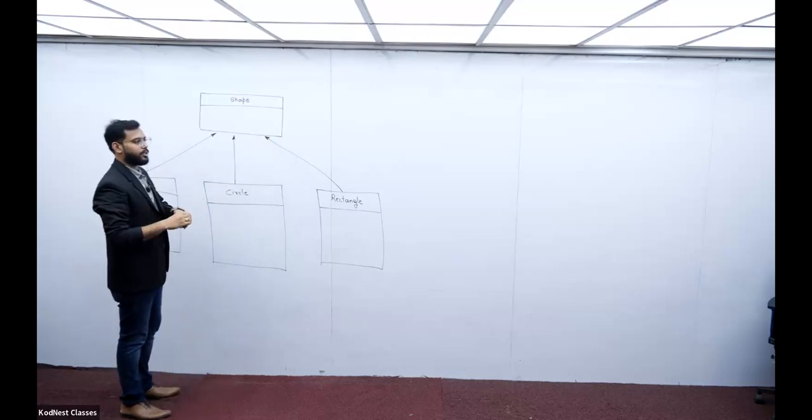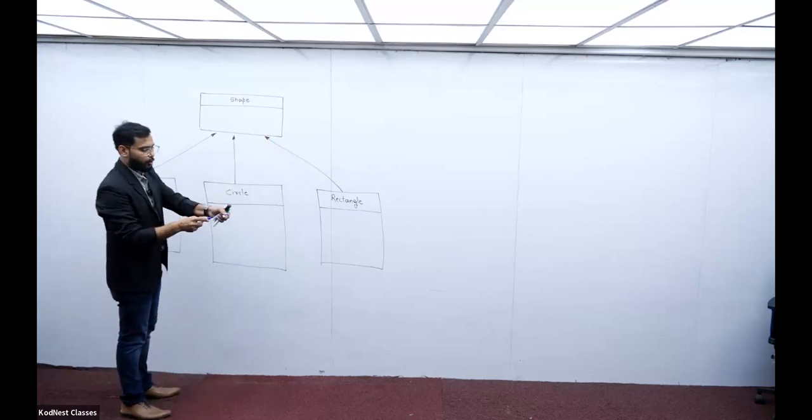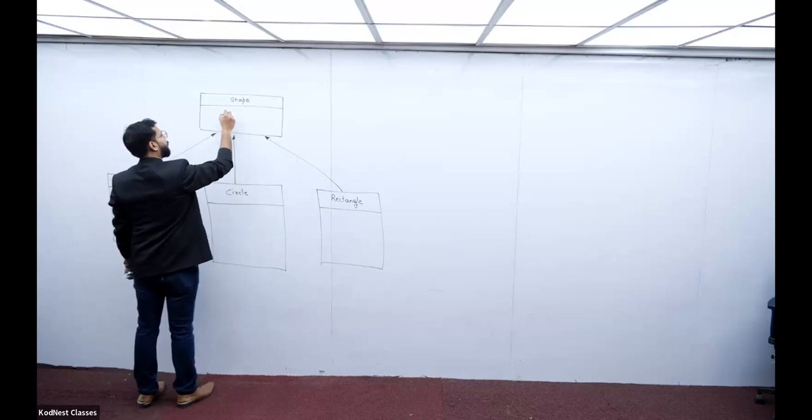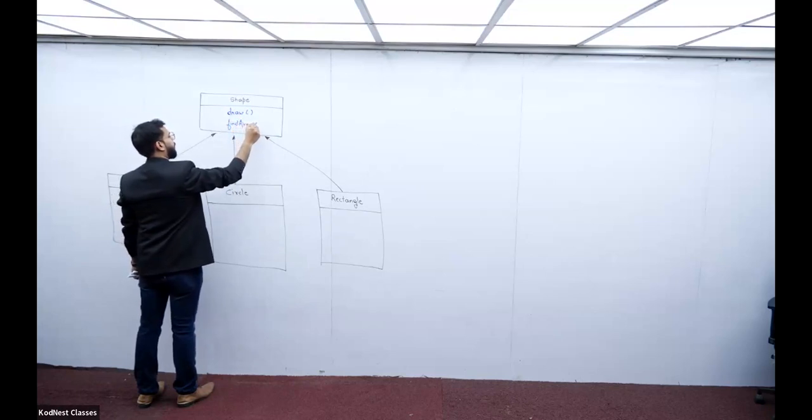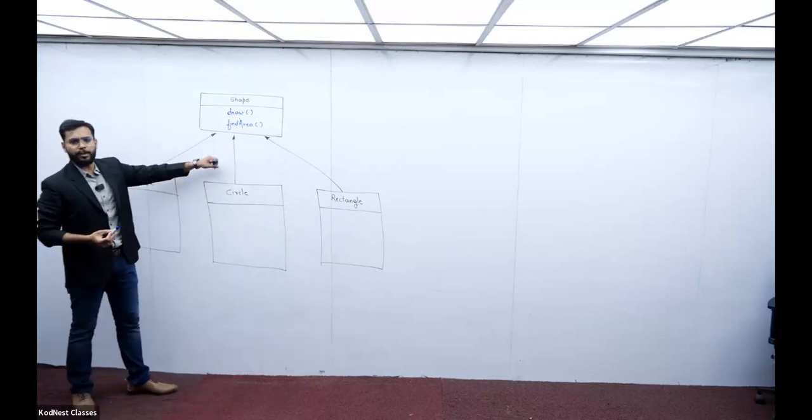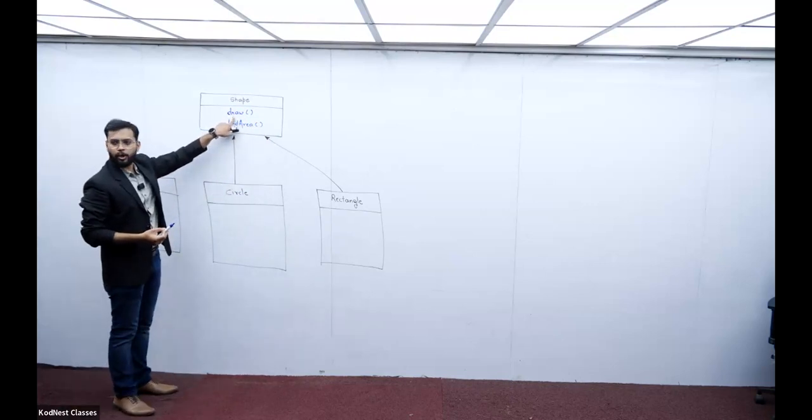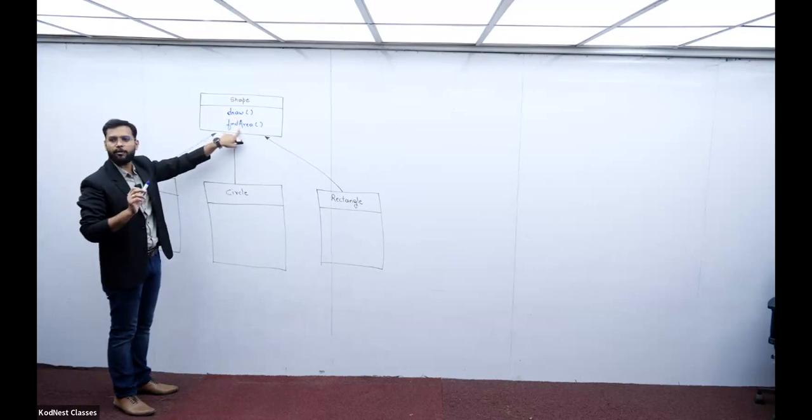And inside this shape class, two methods you are having. One method happens to be, let us say, a draw method. Another method happens to be find area method. In the draw method, you will just tell drawing a shape. In find area method, you have to calculate the area of the shape.